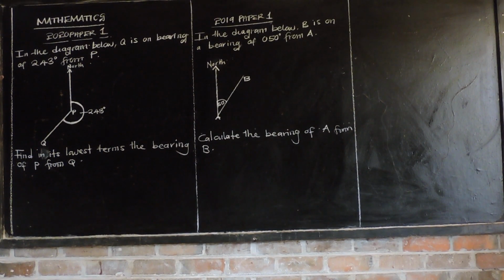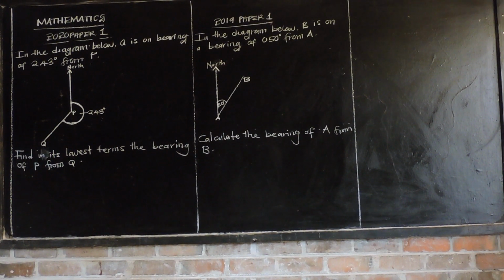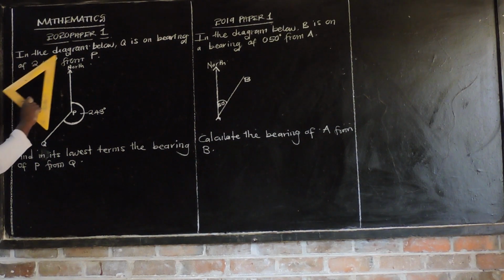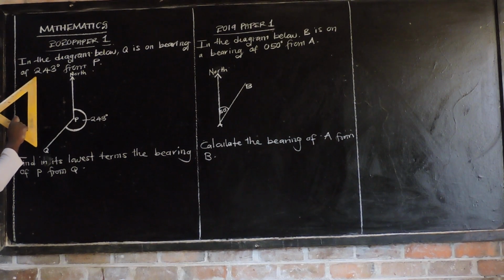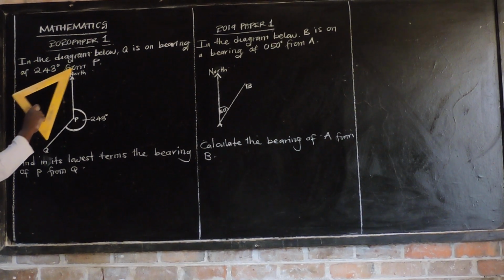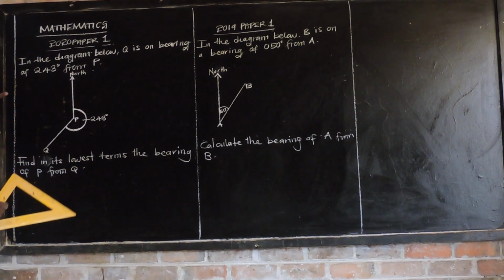Let us look at 2020 paper 1. The question on bearing says: in the diagram below, Q is on a bearing of 243 degrees from P.